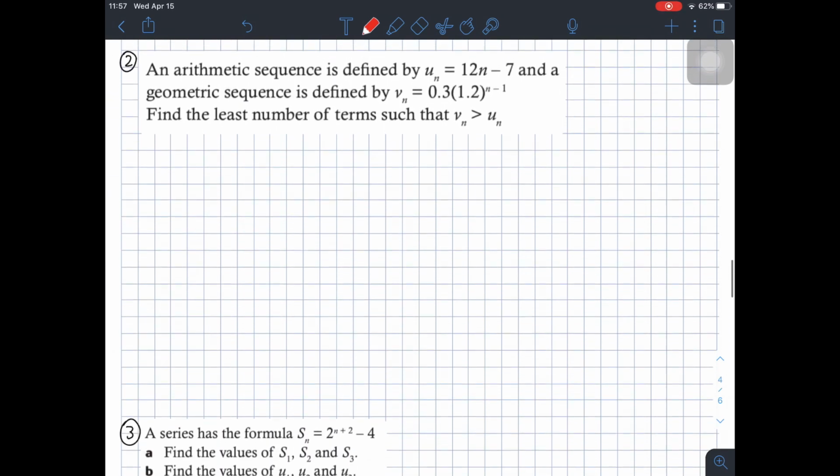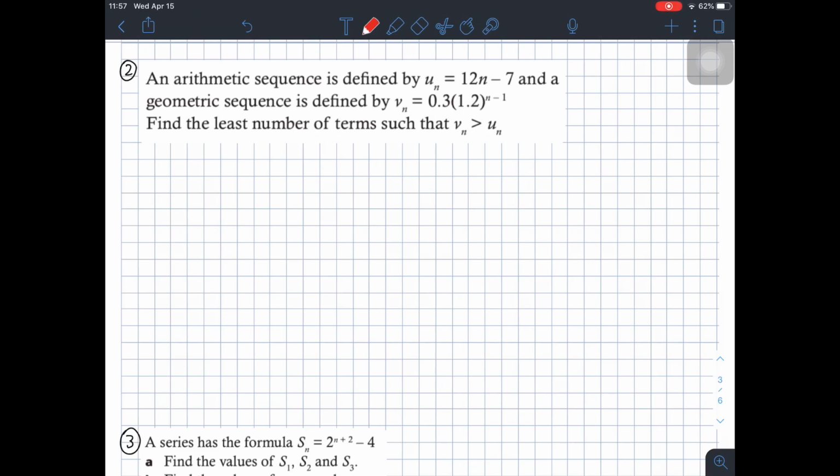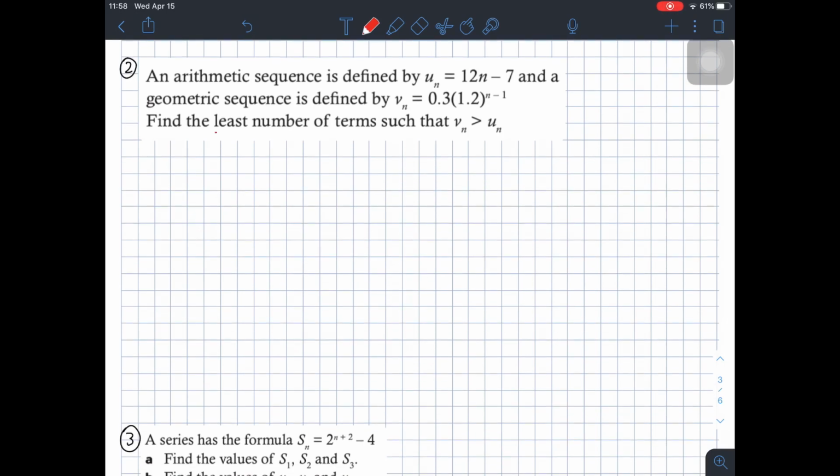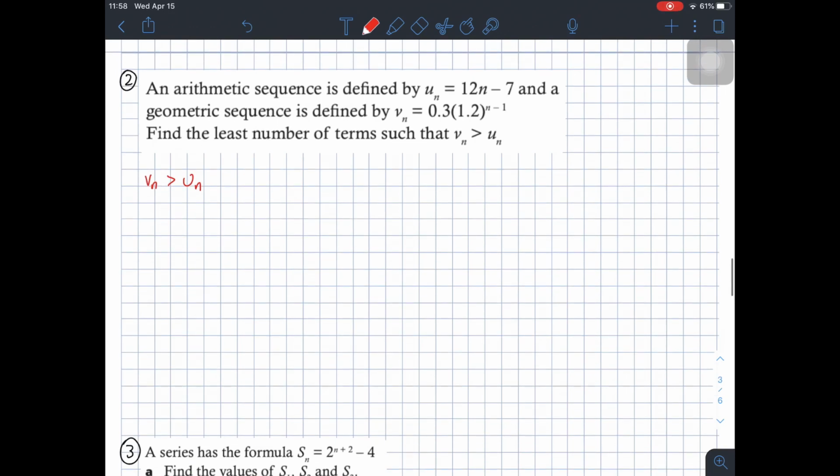Okay, next problem. It says an arithmetic sequence is defined by Un equals 12n minus 7, and a geometric sequence is defined by Vn equals 0.3 times 1.2 to the power of n minus 1. Find the least number of terms such that Vn is greater than Un. This is actually not a real life application, but it's interesting for me to show you how you can use your calculator to solve this very quickly. So Vn must be greater than Un. We can rewrite this as 0.3 times 1.2 to the power of n minus 1 greater than Un, which is 12n minus 7.